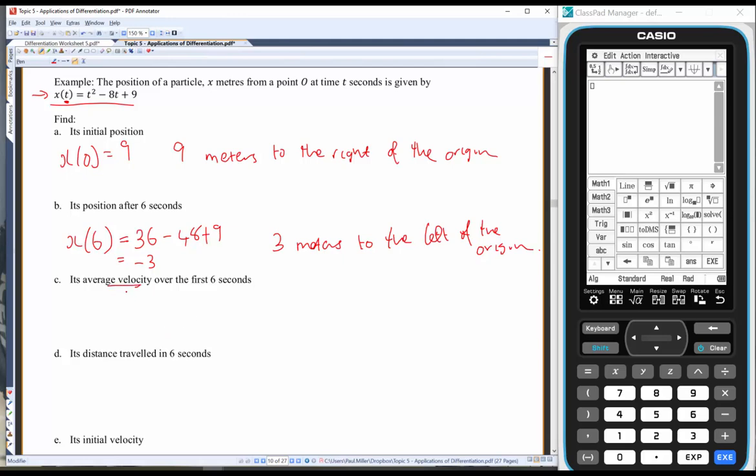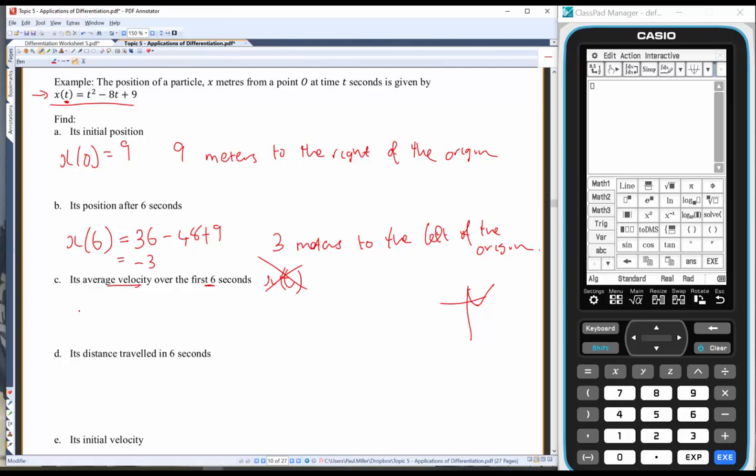Average velocity. Okay, you'll be tempted to find x dash t to do this, but don't. Right, so what's happening is that we've got this parabola, right? And 9 is the y-intercept, and it's probably, so what it's doing is going down, and it's going to come back up, okay? And what we want to get is the average velocity, which is the change in position relative to time over the first 6 seconds. So we don't need a derivative function here.